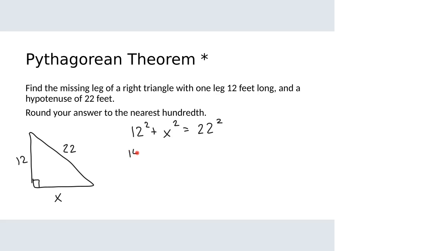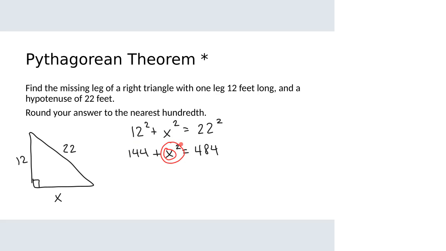We'll go ahead and square that. 144 plus x squared is whatever 22 squared is. 484. And just like we saw a minute ago, I'm trying to get x by itself. So I need to get the term that has x in it by itself.